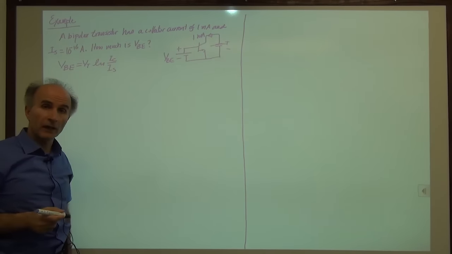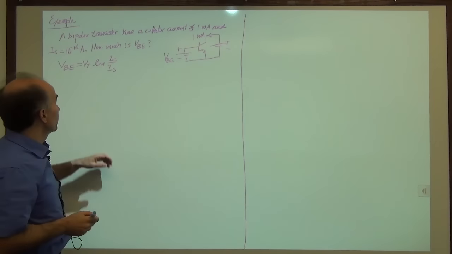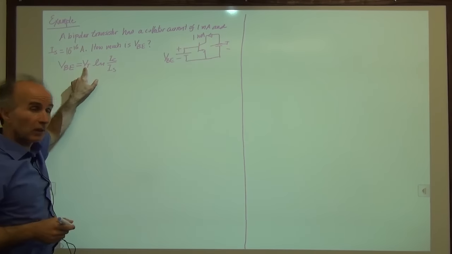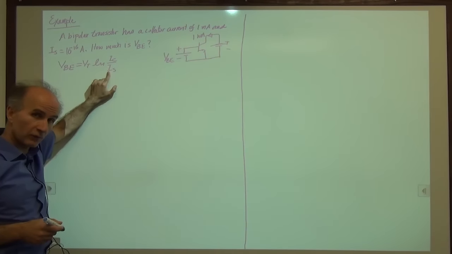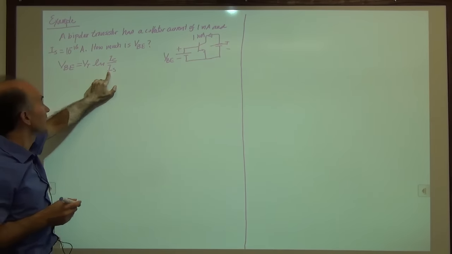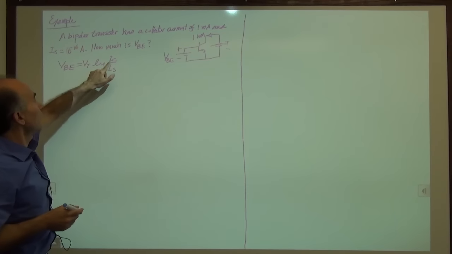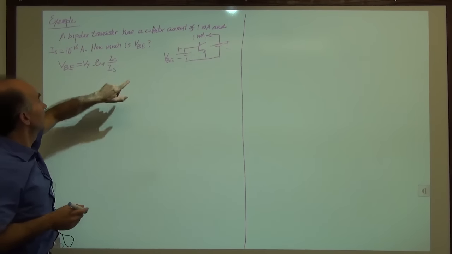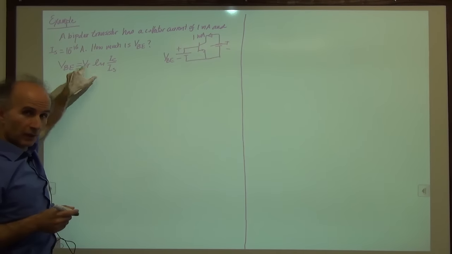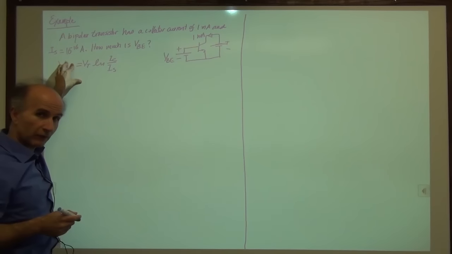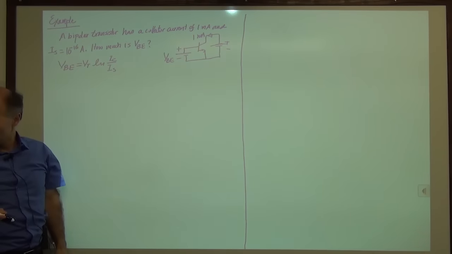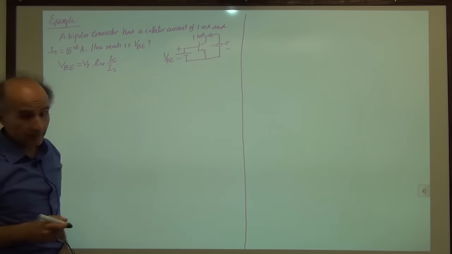Of course, I do need to specify at room temperature, because this is a function of the temperature. Actually, IS is also a function of temperature, because ni squared was a function of temperature. But anyway, I have the value of IC, 1 milliamp. I have the value of IS. VT is 26 millivolts at room temperature. I can plug in the numbers here and find out how much base emitter voltage is necessary.